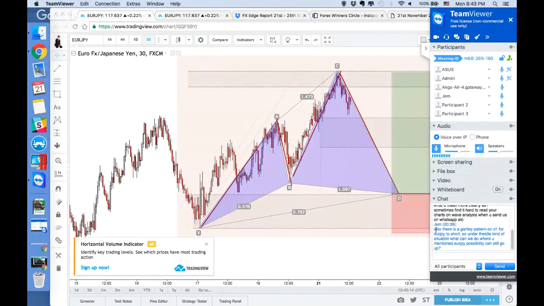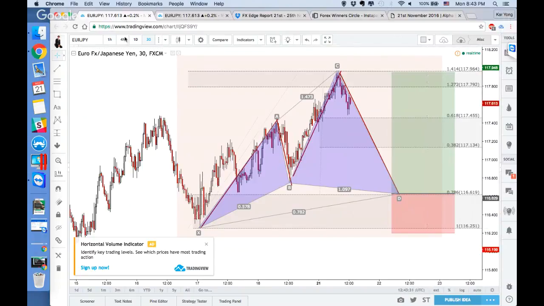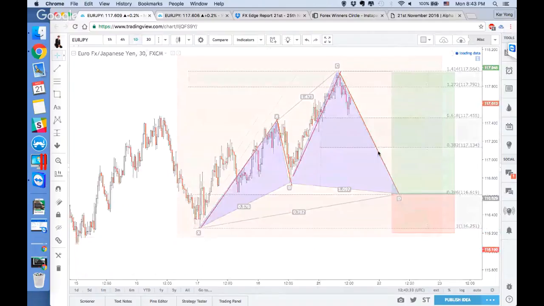But let me tackle your question here as well. The question is that there is also a Gartley pattern on D1 for Euro Yen to short. Under this kind of situation, what do we do? And when you mention positive, it can still go up. Let me go over to daily and see where the Gartley pattern is.